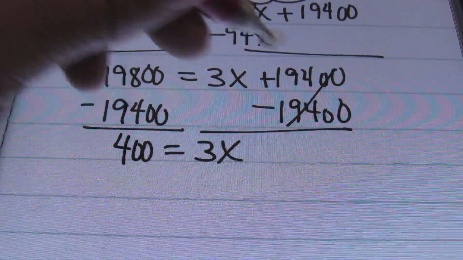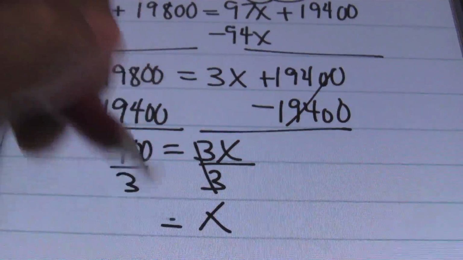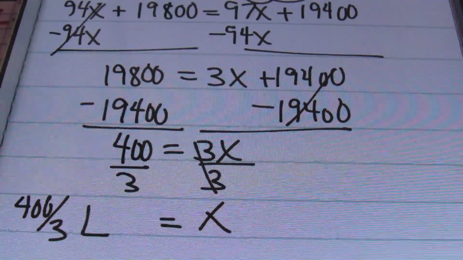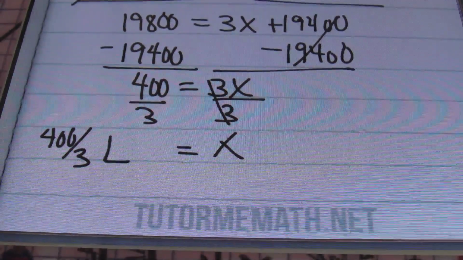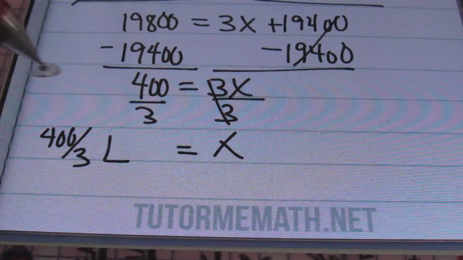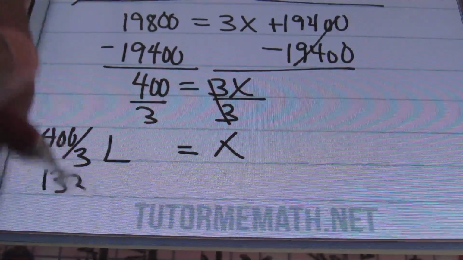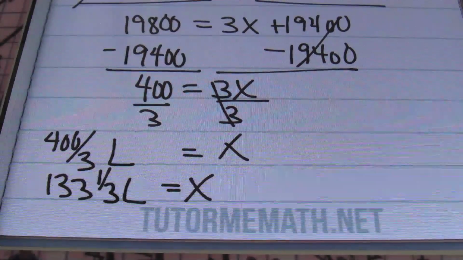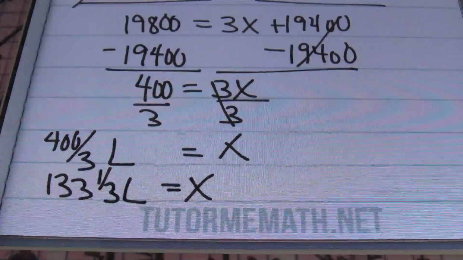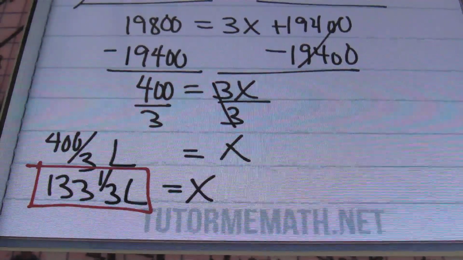From there, ladies and gentlemen, you'll simply divide both sides by 3 to find out that you need 400 thirds liters of your 94 octane, or you can simplify this into a mixed number and it'll end up giving you a value of 133 1/3 liters, ladies and gentlemen. All right, and that's how many liters you'll need, and that is going to be the answer to the problem here for problem number 6.